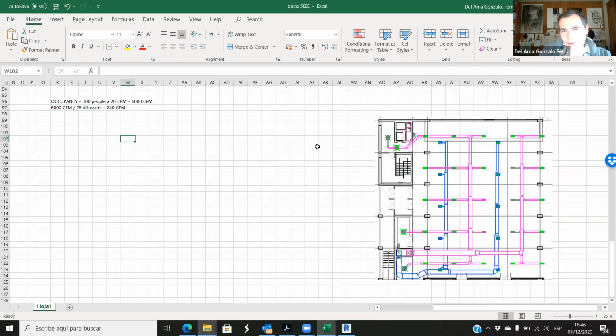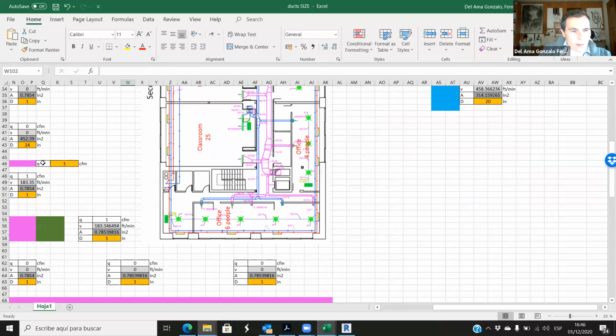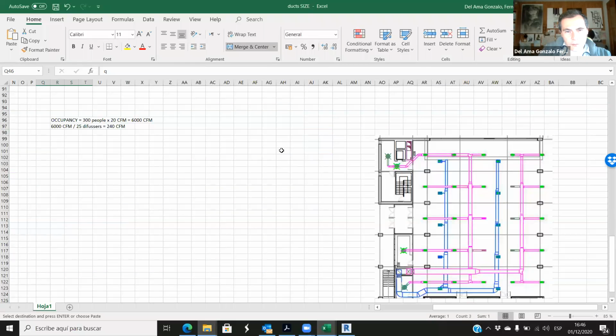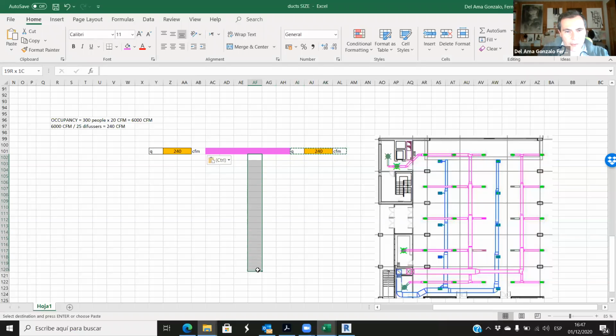And now we have to start drawing this. So if you copy this, this can be a diffuser. So we can place it here. This is 240. And as you can see here, we have a branch with two diffusers. So we can do this. Let's make it pink. Okay, so we have 240 here and 240 there. So we can copy this here. Okay, 240 and 240. And then we have the central branch.